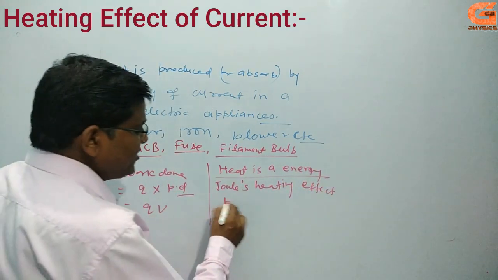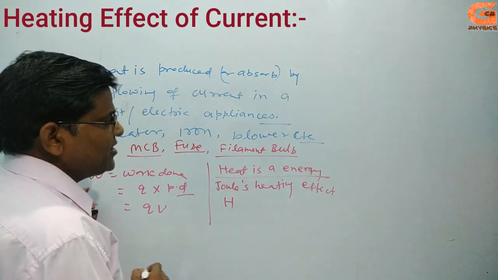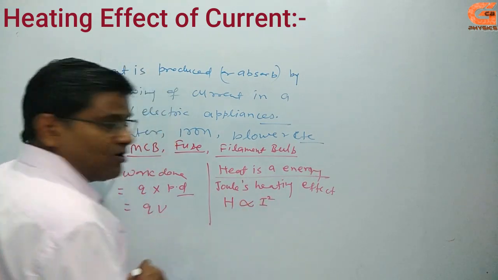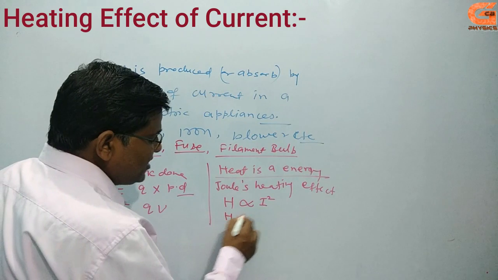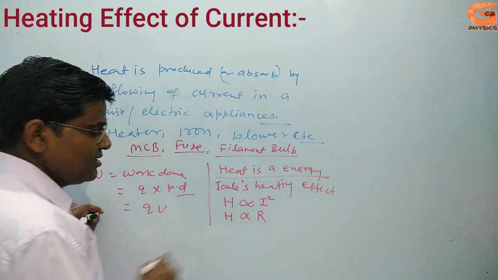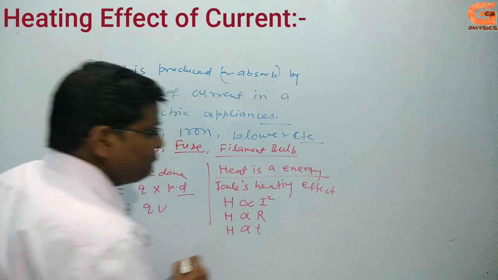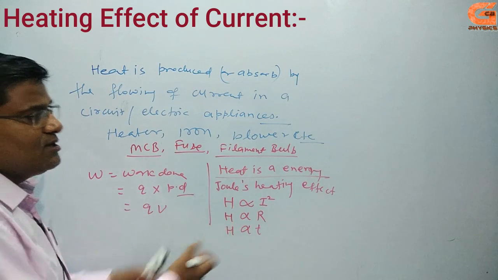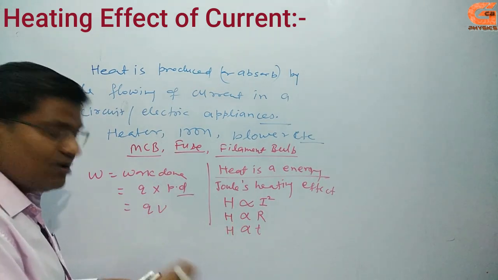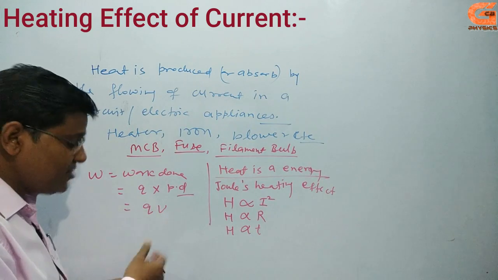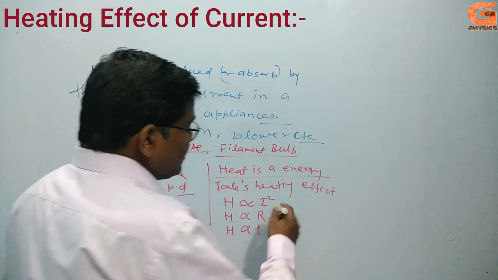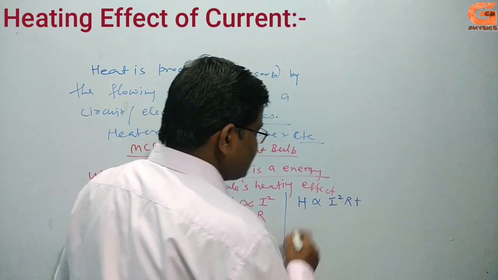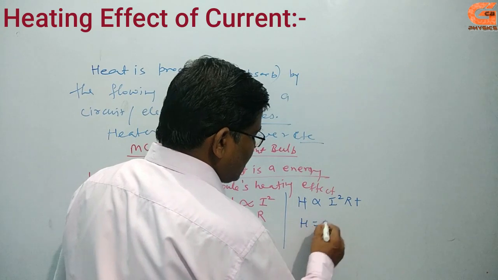He found that the heat produced in the wire or circuit or appliances is directly proportional to the square of I, directly proportional to resistance, and directly proportional to time, the duration up to which the circuit is working or in use. And by this formula he calculated the value of heat as H equal to I square RT.